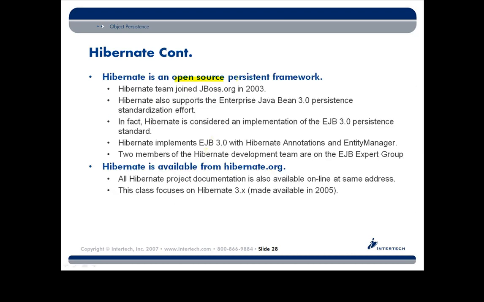Hibernate is an open source framework, and particularly an open source persistent framework. It's now part of the JBoss community. Hibernate also, believe it or not, supports EJBs today. In fact, it is actually an implementation of the persistence part of EJB 3. In fact, Gavin King helped serve on the board as the EJB 3 specification was reworked. Hibernate is available from hibernate.org. All the project documentation is available on that same site. And the focus of our class here is going to be on Hibernate 3.3, which again, is available from hibernate.org.